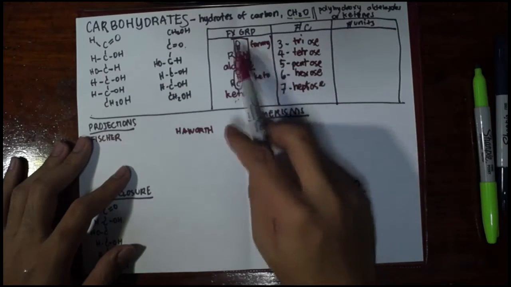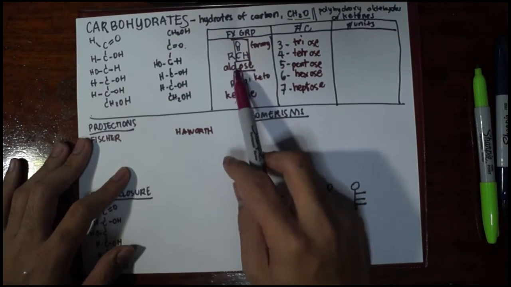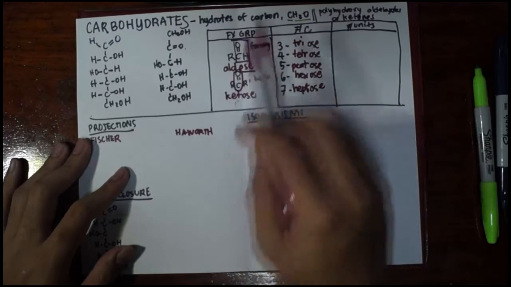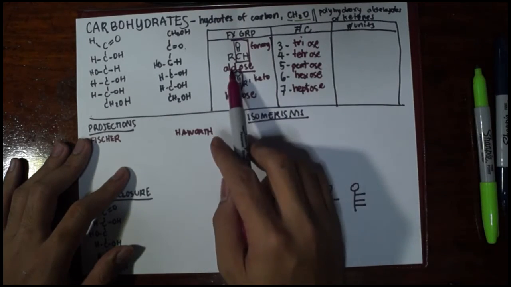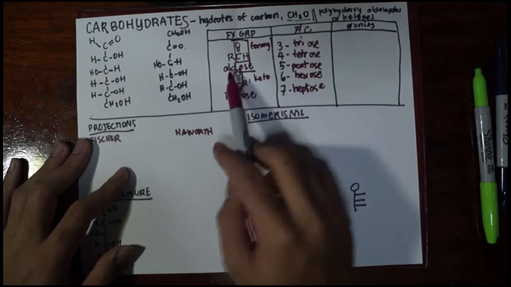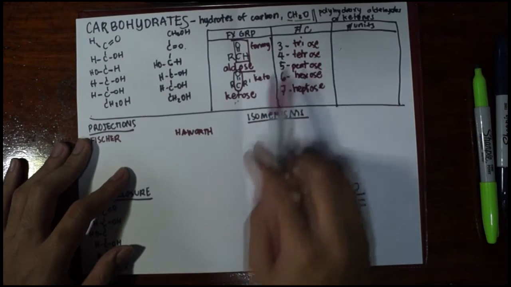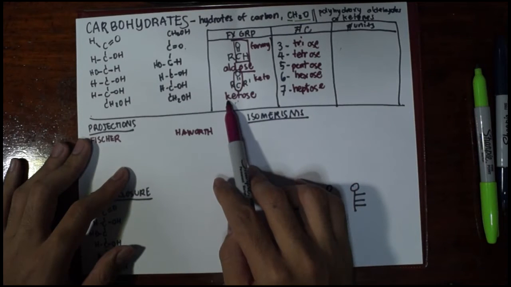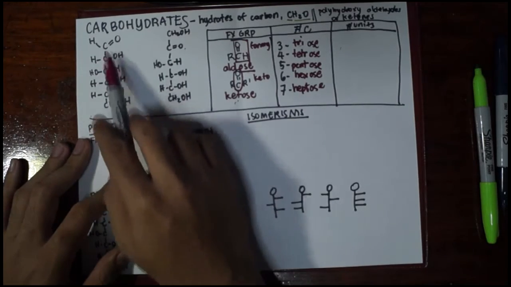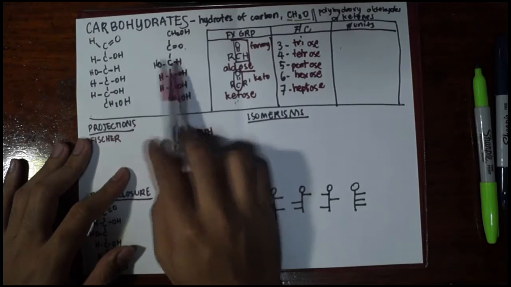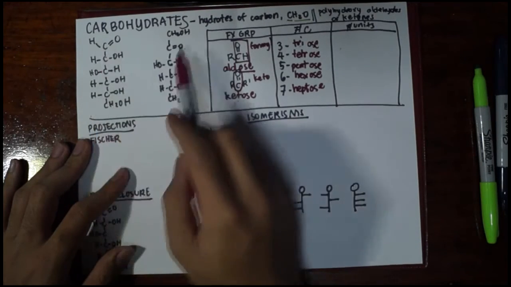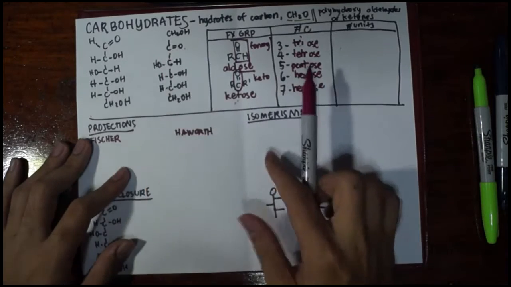So we could give a complete name to a monosaccharide by giving the prefix for its functional group followed by the prefix of its number of carbons. For example, if you have an aldehyde carbohydrate with 3 carbons, you call this an aldotriose, or a ketose with 5 carbons, a ketopentose. In the case of these two, both have 6 carbons. These are both hexoses. In this case, this is an aldohexose. This one is a ketohexose.